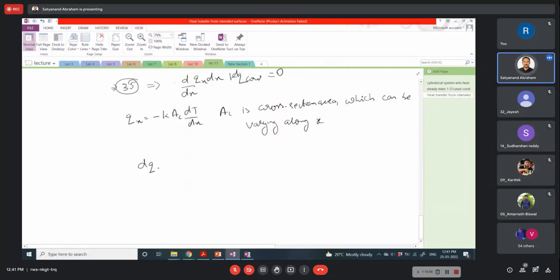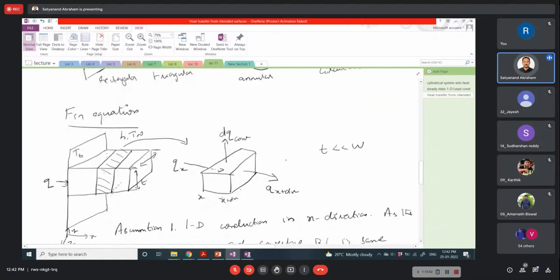Also dQ convection is equal to h into dAs (T minus T infinity), where dAs is the surface area of the element. We have considered only a very small element, so dAs is the surface area, meaning the full surface area throughout. So in that case, we don't have to consider Q convection from top, Q convection from bottom, etc.